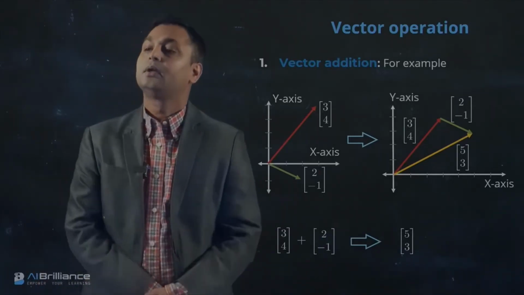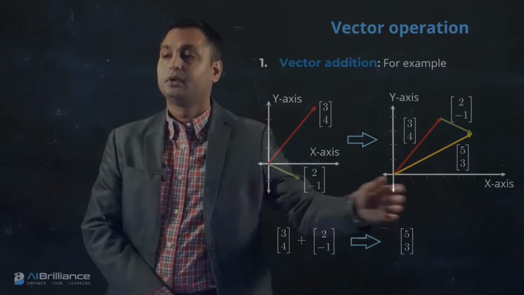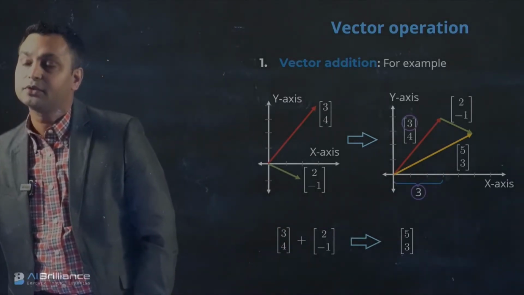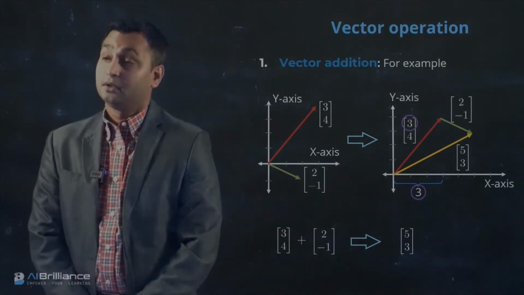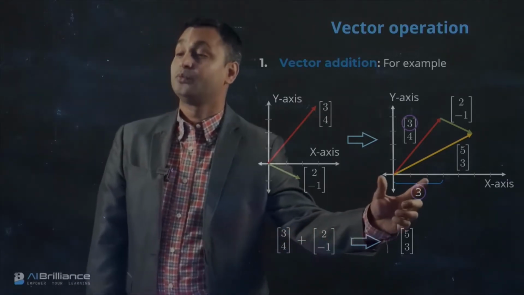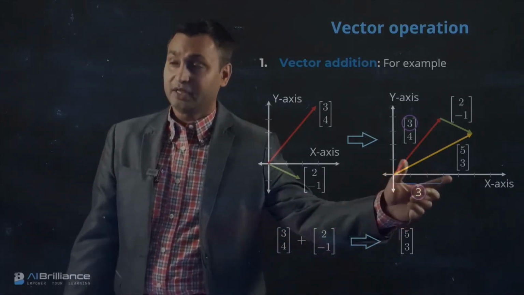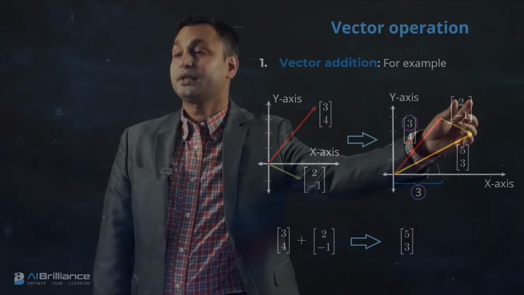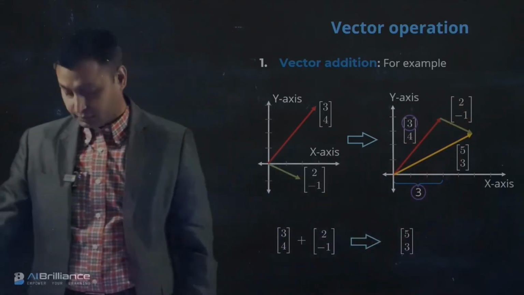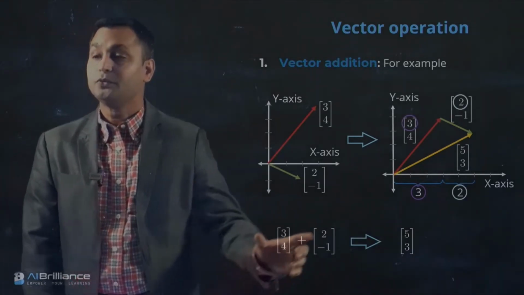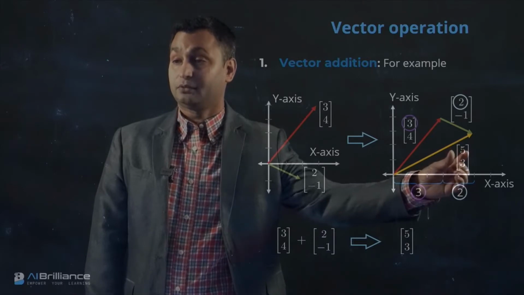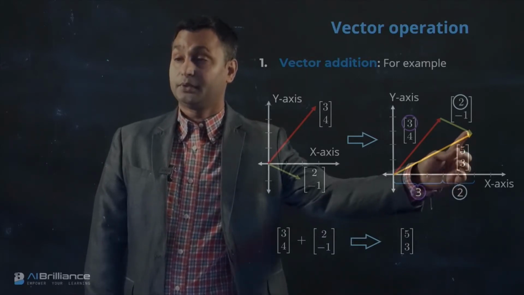So let's take a look at how we arrive at this 5 and 3 in the geometrical sense. First, we take the first component of this red vector, which is 3, telling us to move 3 units in the x direction. That's what we have done. Then we take the first component of the second vector and move 2 units more. If we move 2 units, the resultant 3 plus 2 is 5, and that's why we have 5 as the first element of the vector representing this yellow one.